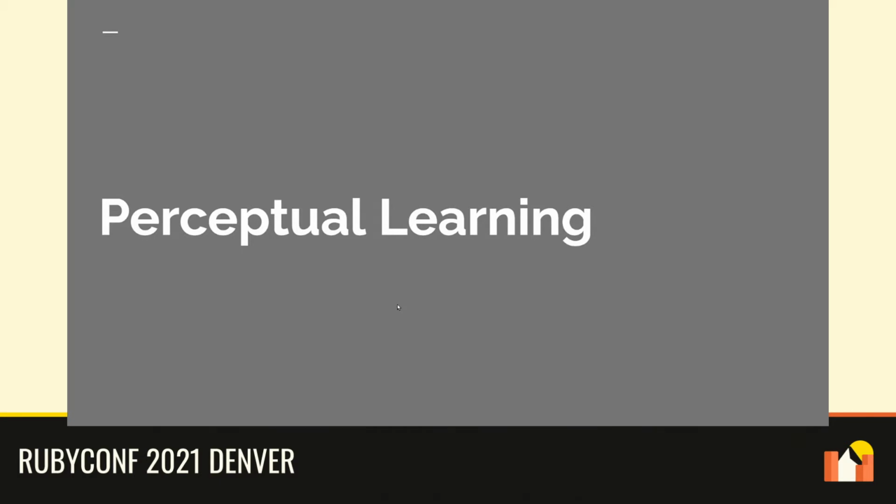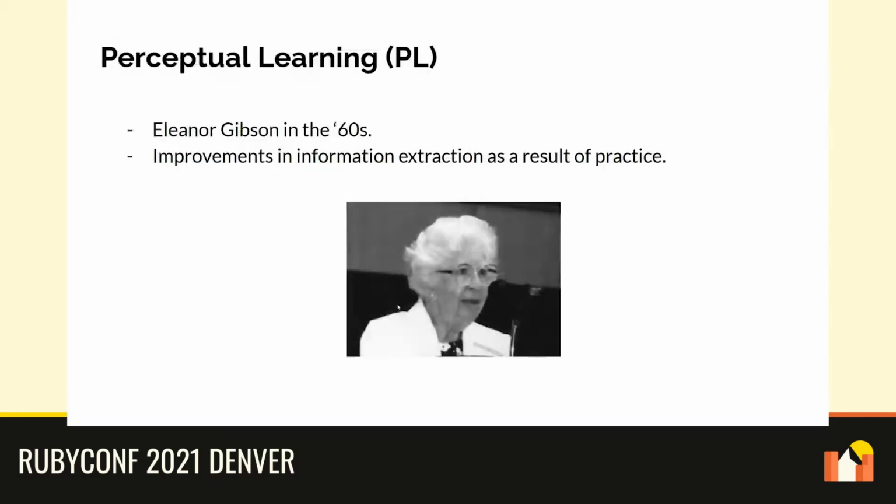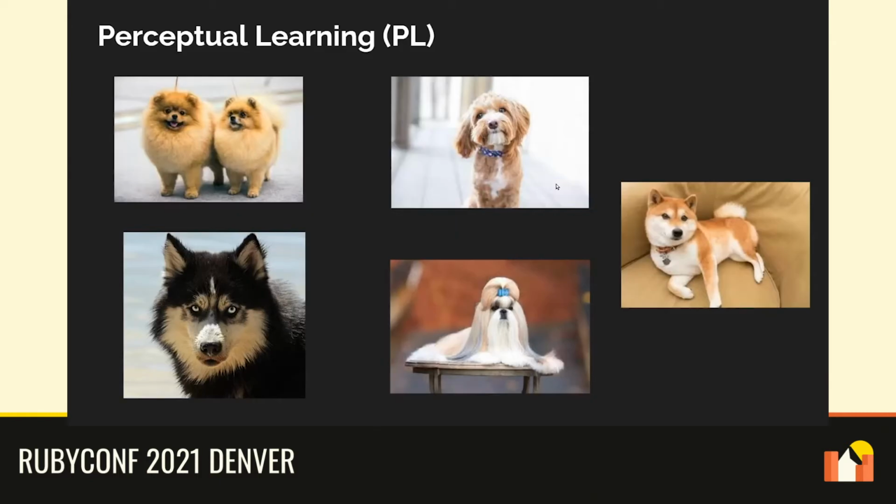Perceptual learning was an emerging field in the 60s with the work of the psychologist Eleanor Gibson. Her work showed that perceptual learning consists of improvements in information extraction as a result of practice. In fact, perceptual learning is one of the most important components of learning and expertise.